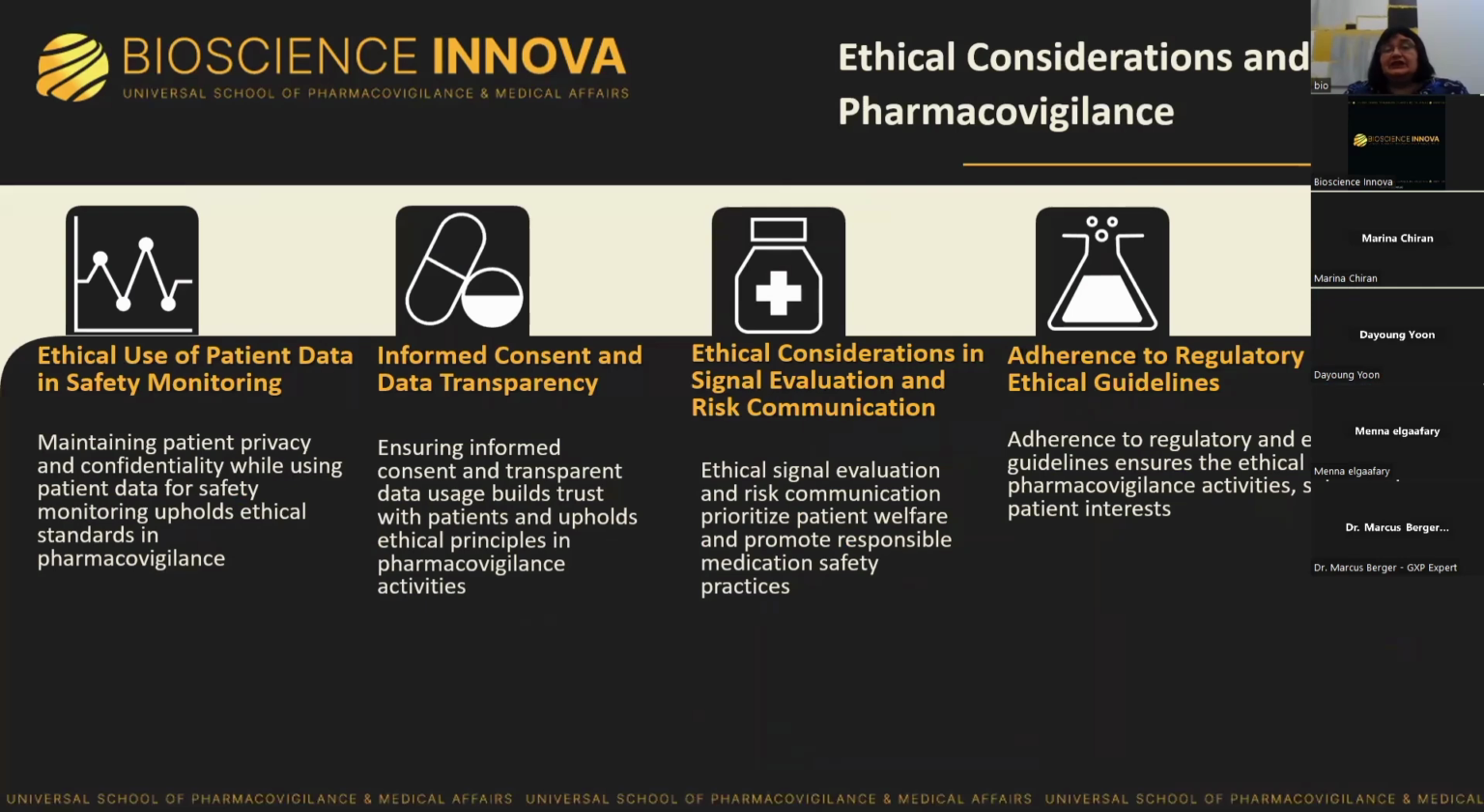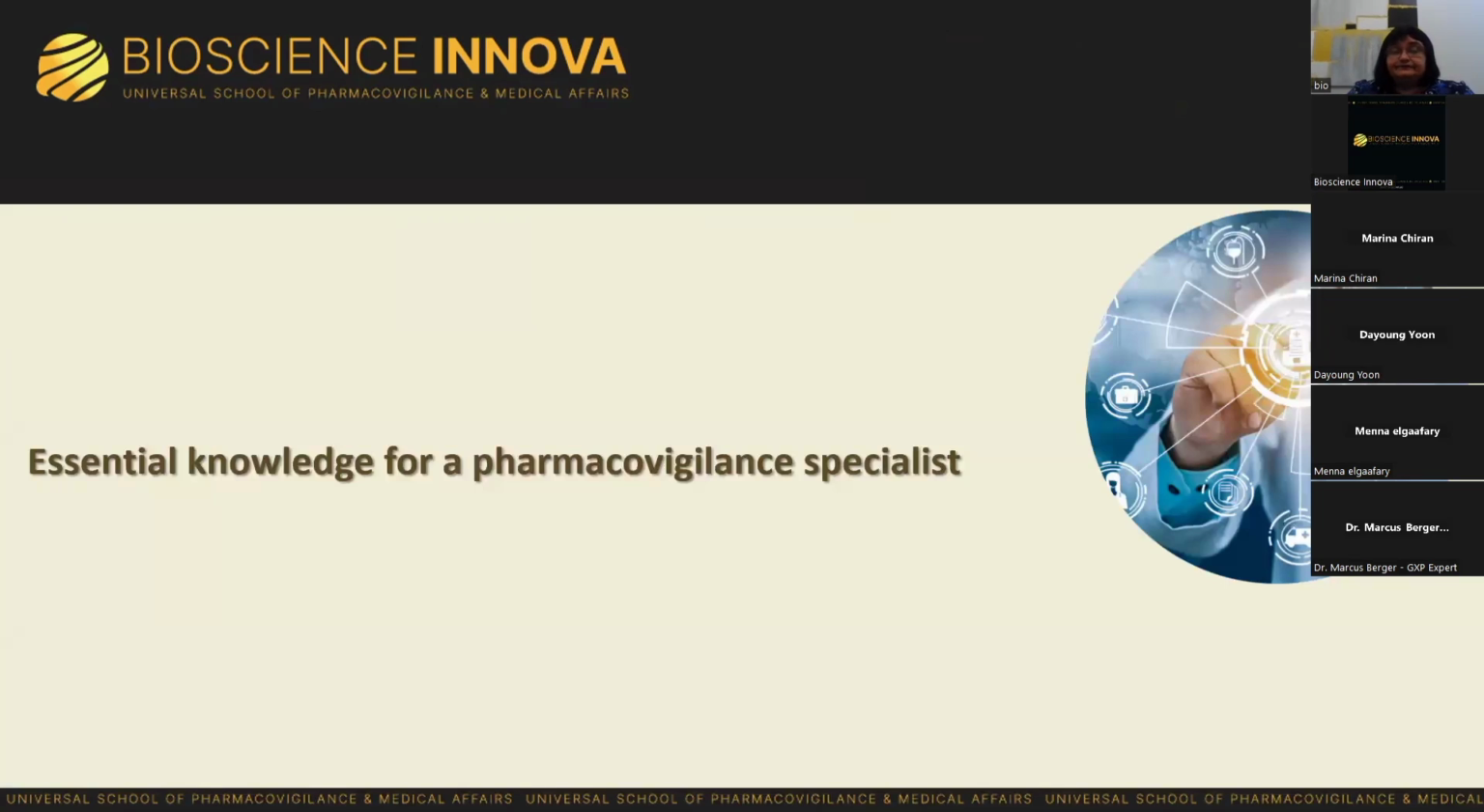Ethical considerations in pharmacovigilance: ethical use of patient data and safety monitoring, informed consent, data transparency. Ethical considerations in signal evaluation and risk minimization, and adherence to regulatory and ethical guidelines.